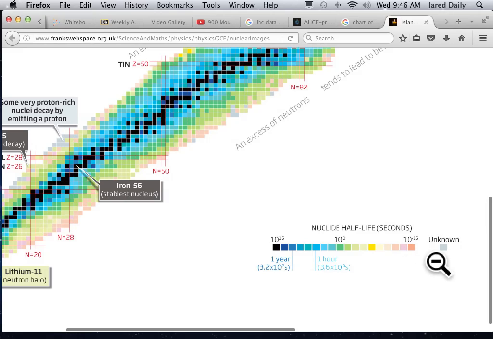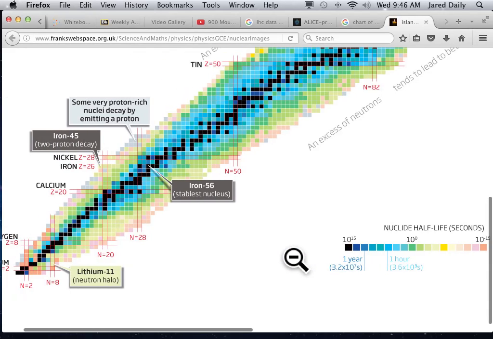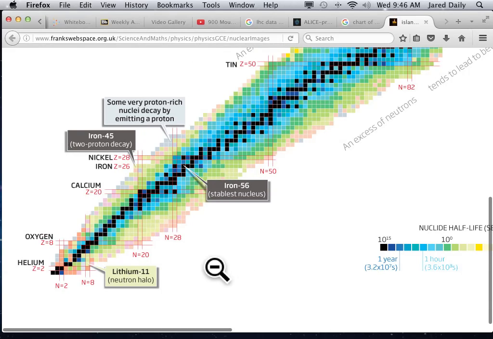The oranges are almost there. I mean, 10 to the minus 15 seconds, that's a femtosecond. These orange ones you can only make and then they disappear immediately. Okay? You look up here at aluminum. Where's aluminum?